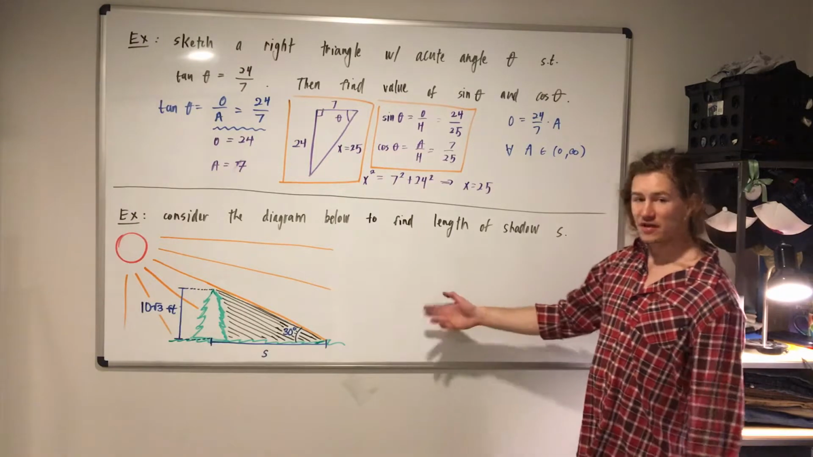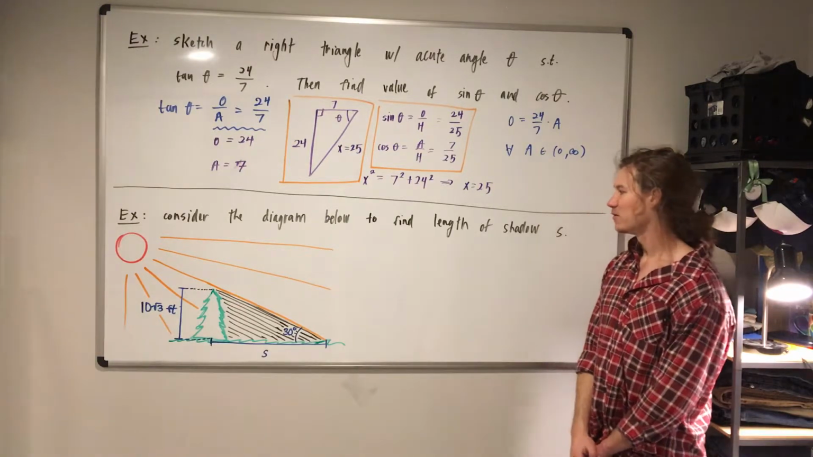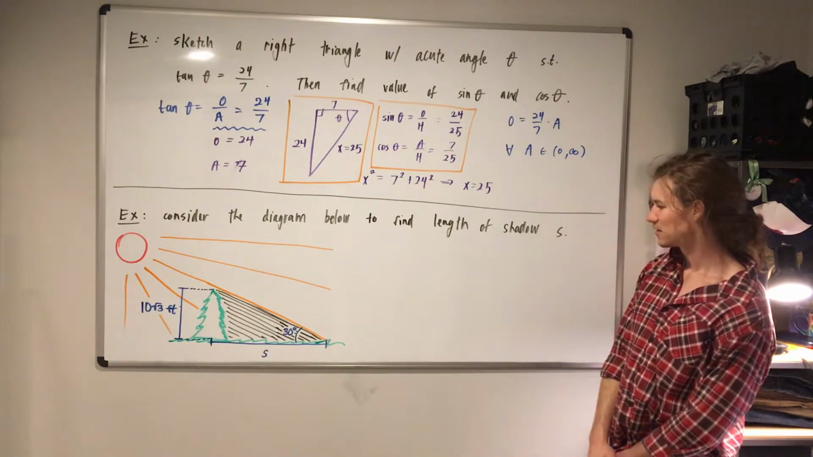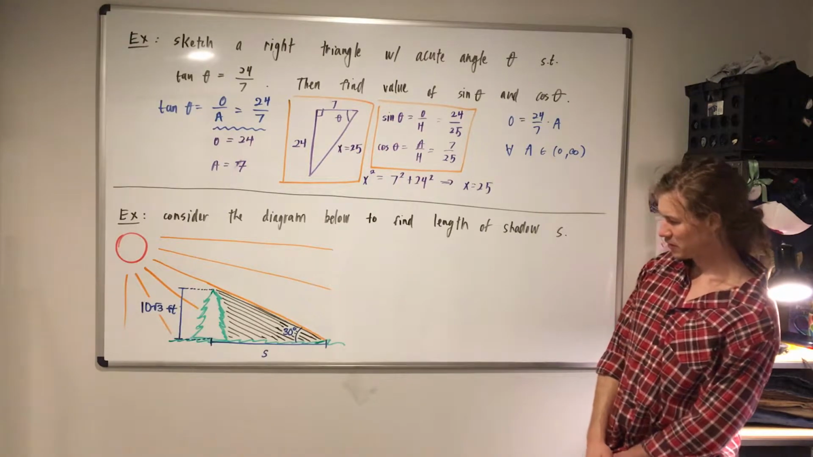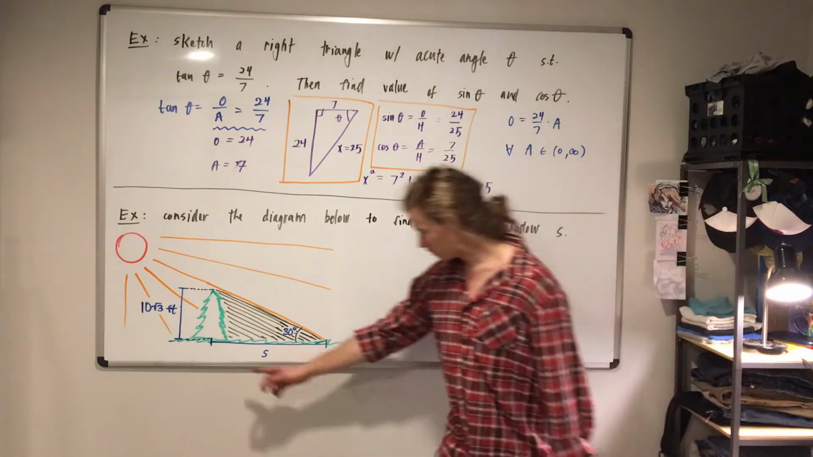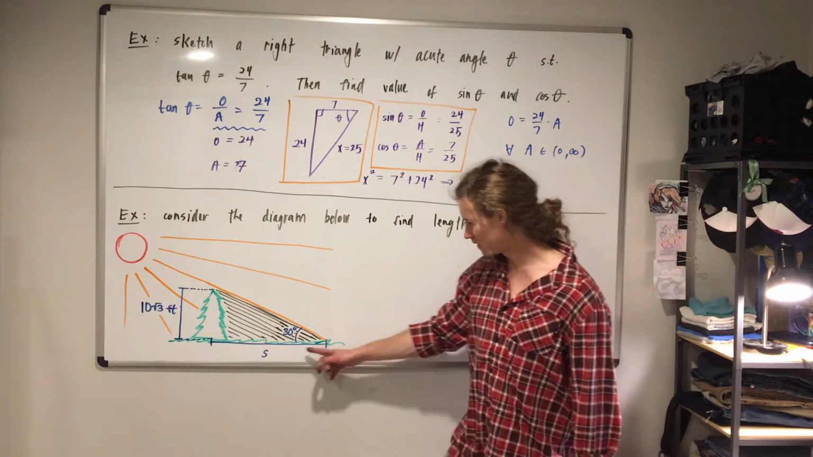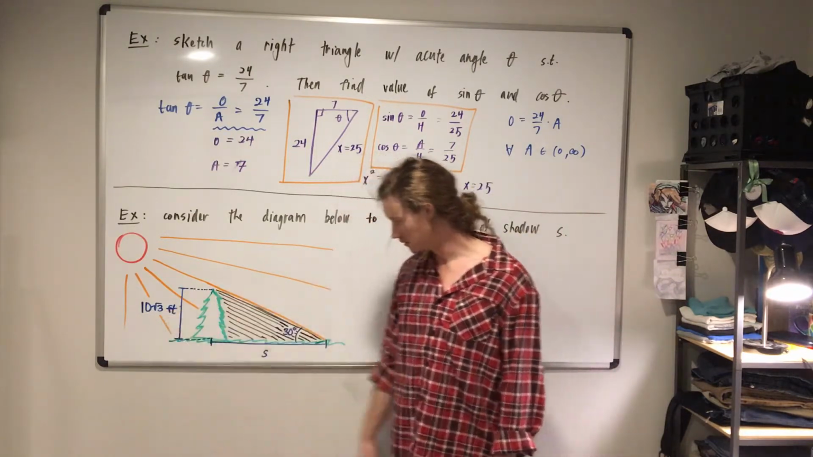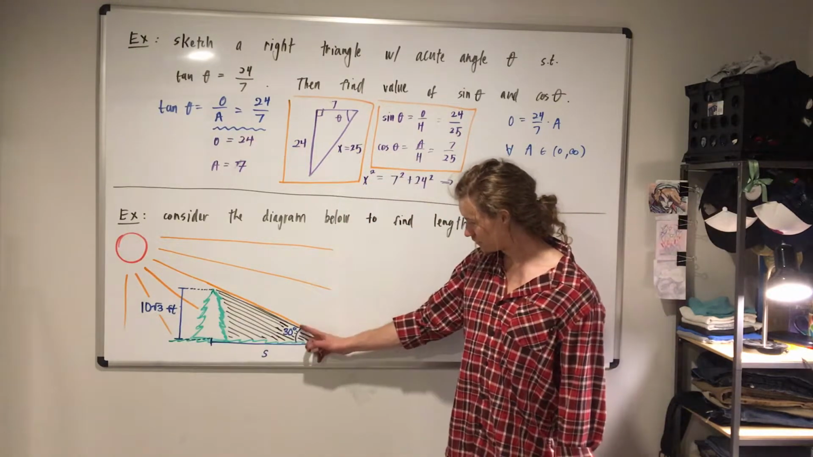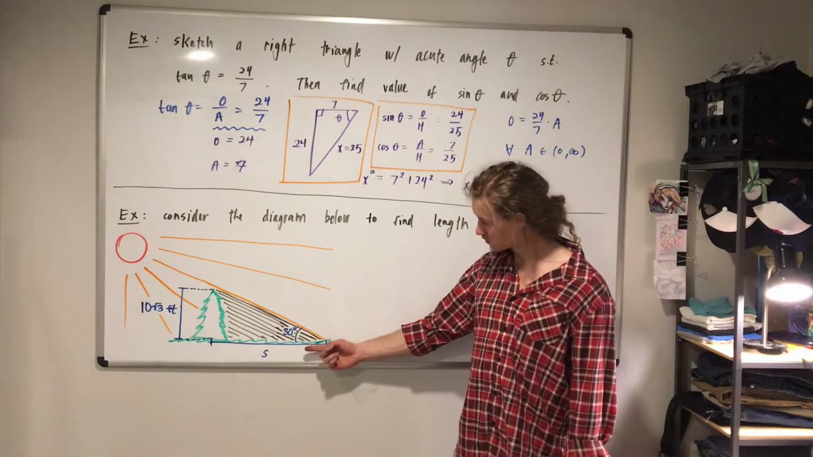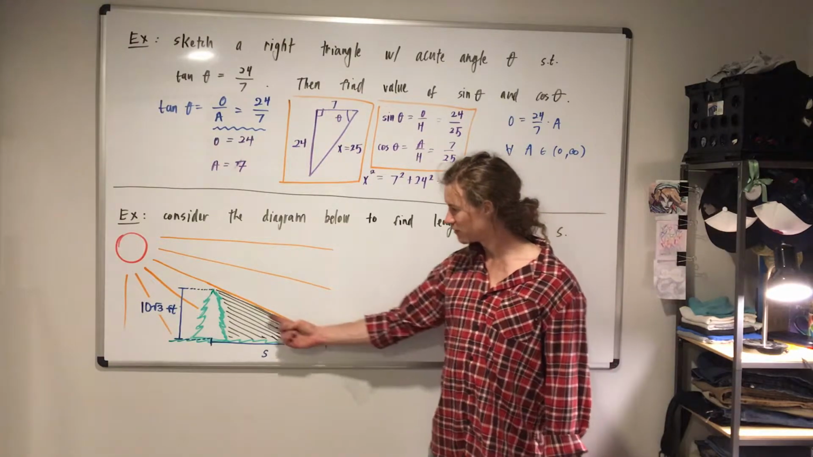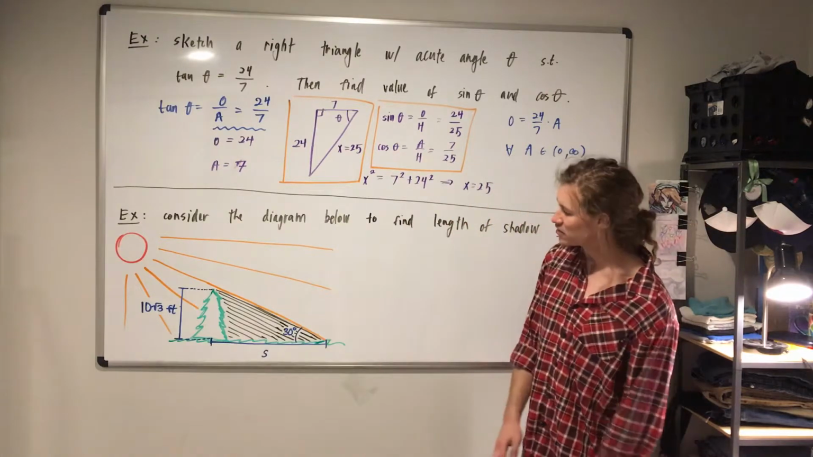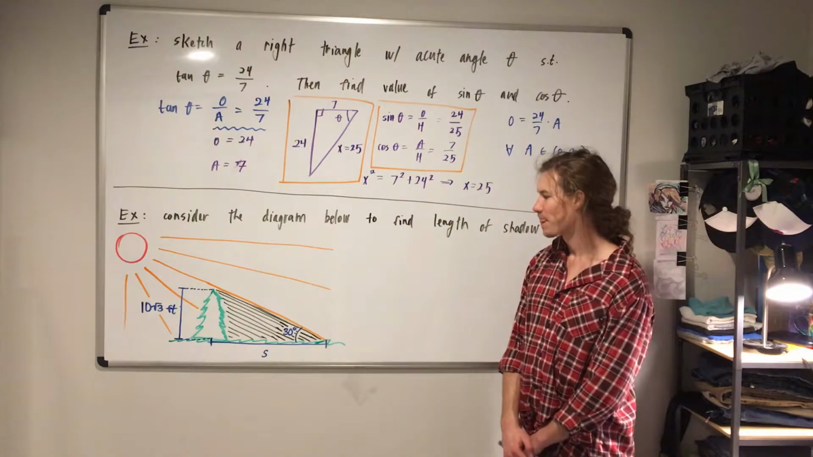Let's go ahead and look at the second example now, where we consider the diagram below to find the length of the shadow S. So the diagram is pretty well informed here. We're looking at this S length we'd like to find. We know the height of our tree is 10√3 feet, and we know the angle from horizontal to the shadow, to the height of the shadow, is 30 degrees.